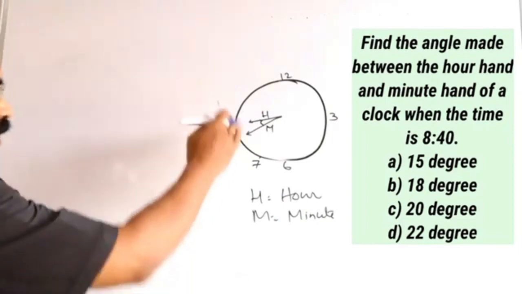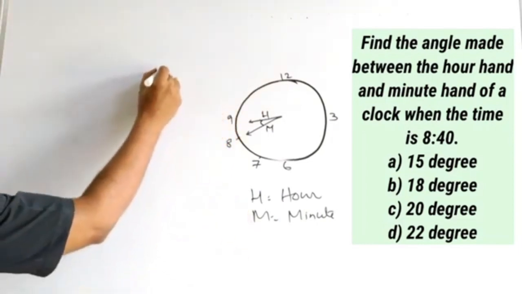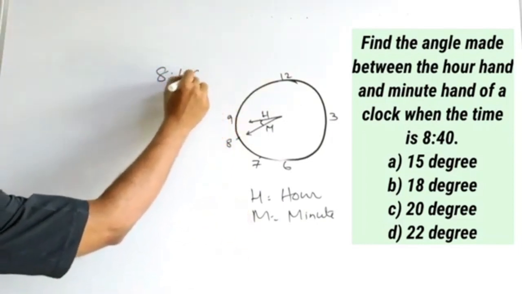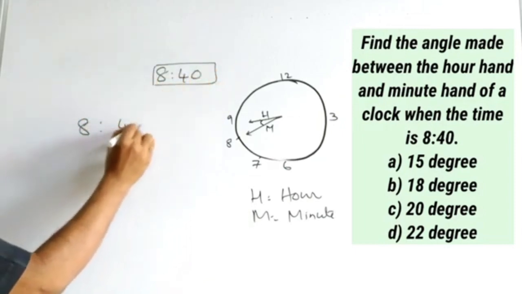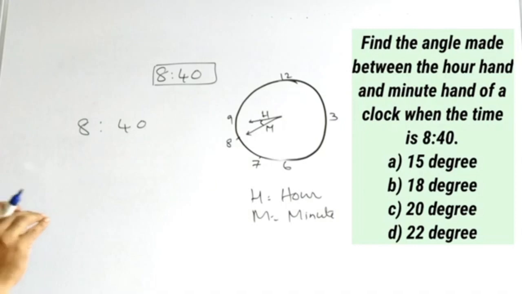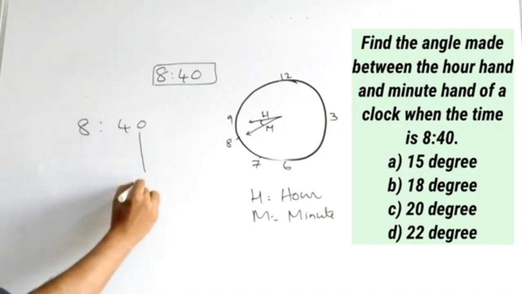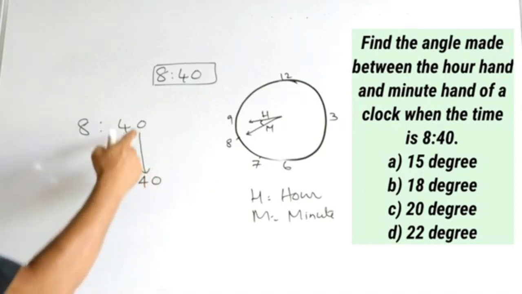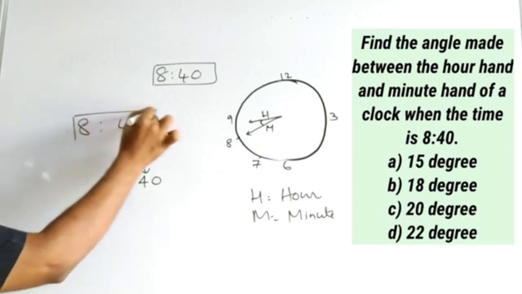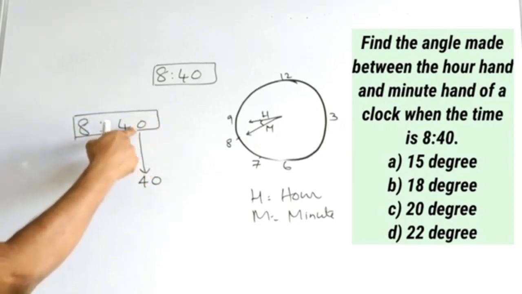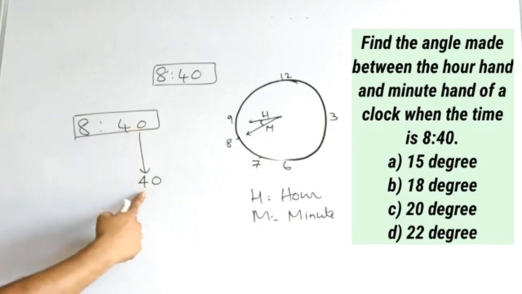For that, the time given is how much? The time given is 8:40. So let me write that 8:40 here. Now what is the step? Understand very clearly. This 40 you have to write as it is, the minute. 40, write the same 40. 8:40 is the time given. So 8:40, write the 40 as it is.